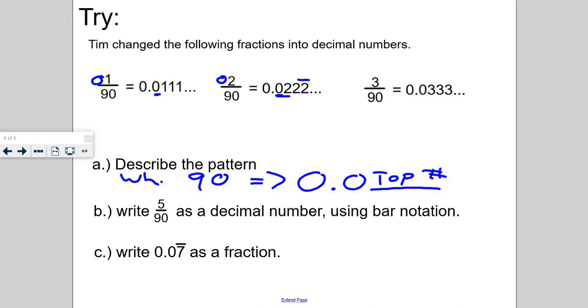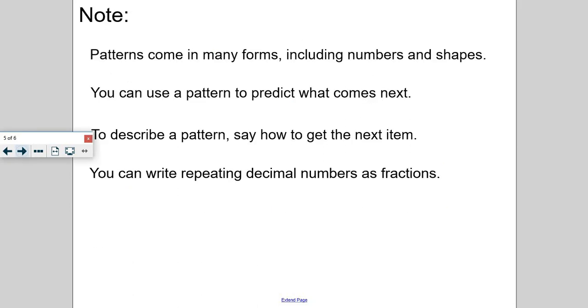So write 5 divided by 90 as a decimal number using bar notation. It looks like it should be 0.05 repeating. Write 0.07 repeating as a fraction. We know that based on the rules, this would be 7 divided by 90. And again, I hope you're stopping this at home and doing these questions on your own.